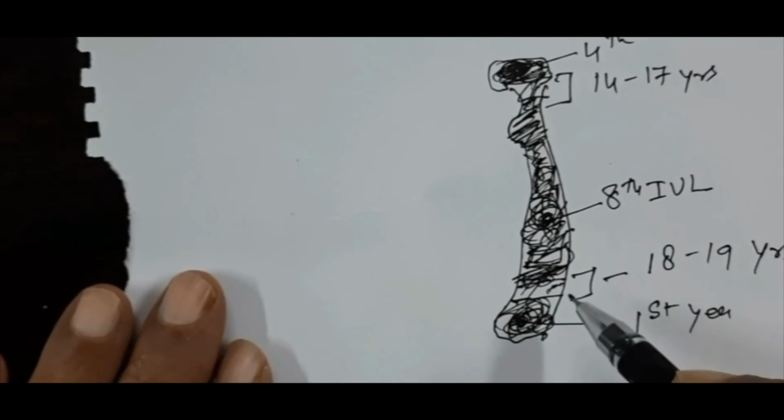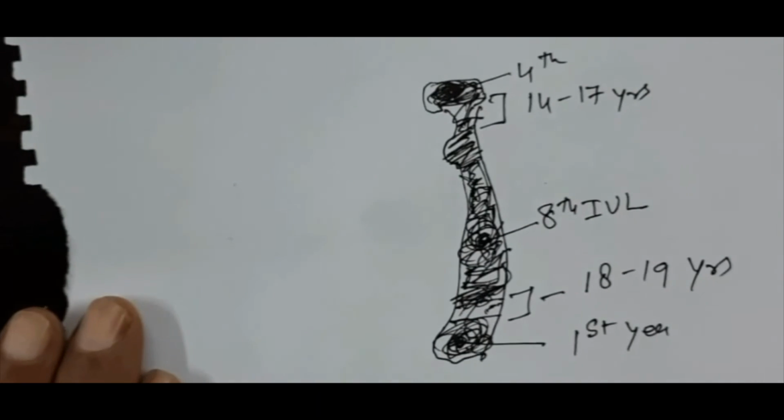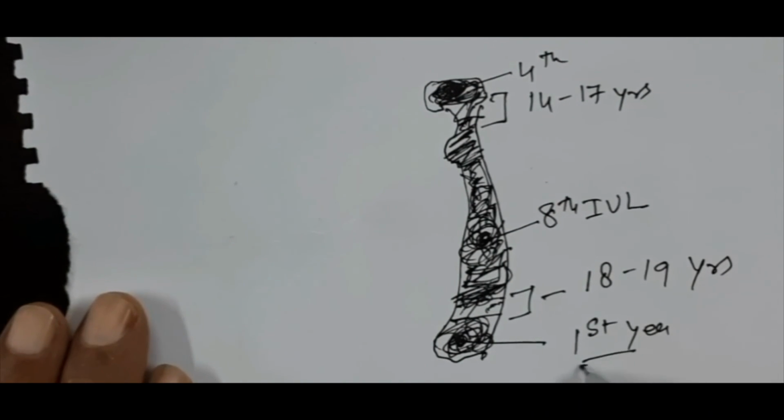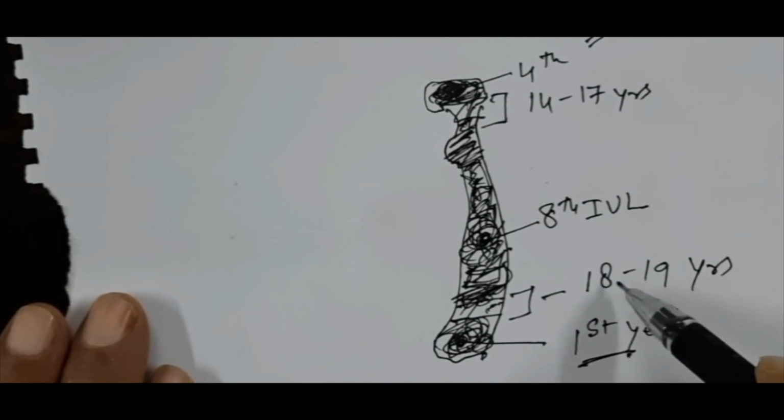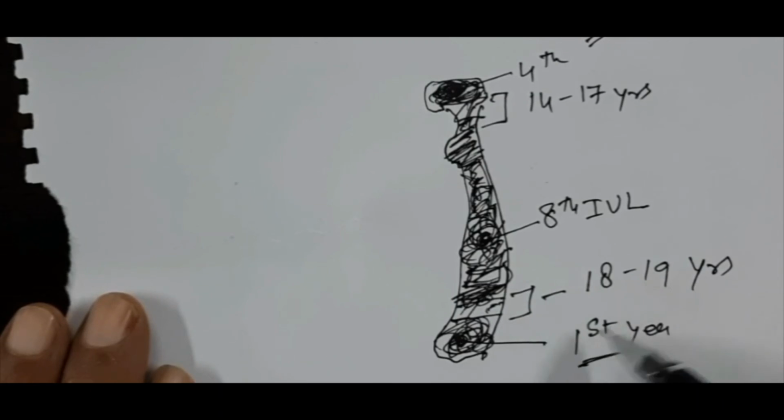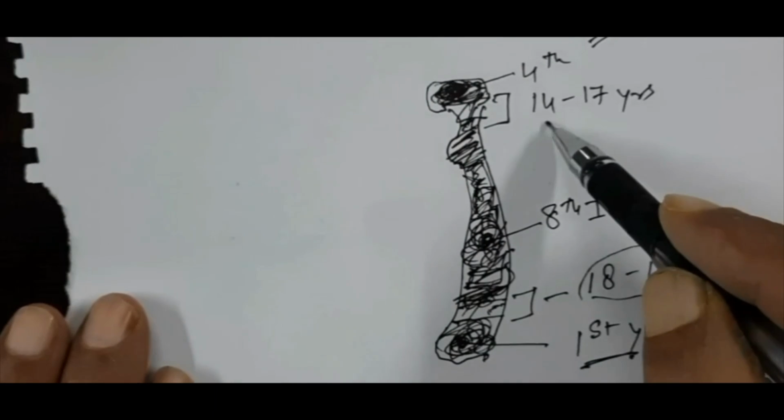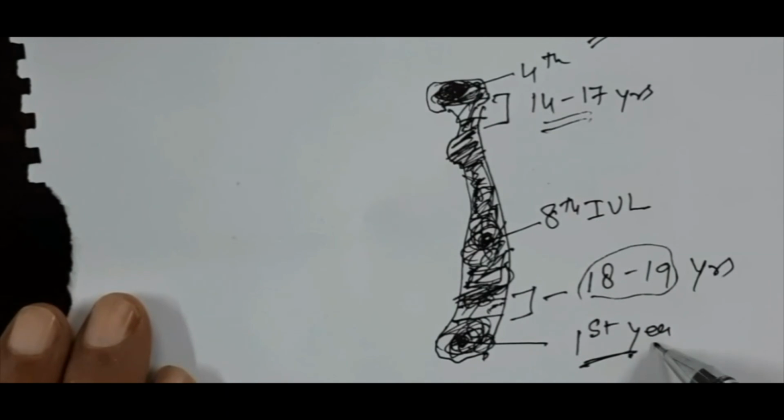So which is the growing end of this radius? Now since the lower end appeared in the first year and the upper end in the 4th year, the lower end is first to appear. And it unites with the diaphysis between 18 and 19 years, which is later than 14 to 17. So the lower end is first to appear as a secondary center and unites last. So the lower end of the radius is the growing end. Thank you very much.